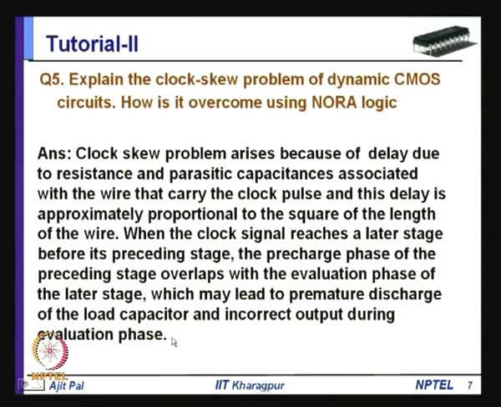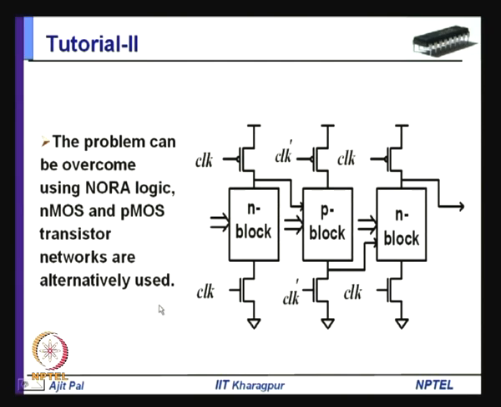This problem, as you know, can be solved by using NORA logic, where you feed the output of a dynamic circuit realized using NMOS transistors, the N block, to a P block. As you can see, this output will be 1 during precharge, and this will not have any impact on the P block, because PMOS transistors turn on when the input is 0. Since the output is 1, it will not lead to any premature discharge, and the circuit will function without any problem. So, alternately you use N block, P block, N block, and so on. NMOS and PMOS transistor networks are used alternately, and this overcomes the clock skew problem.